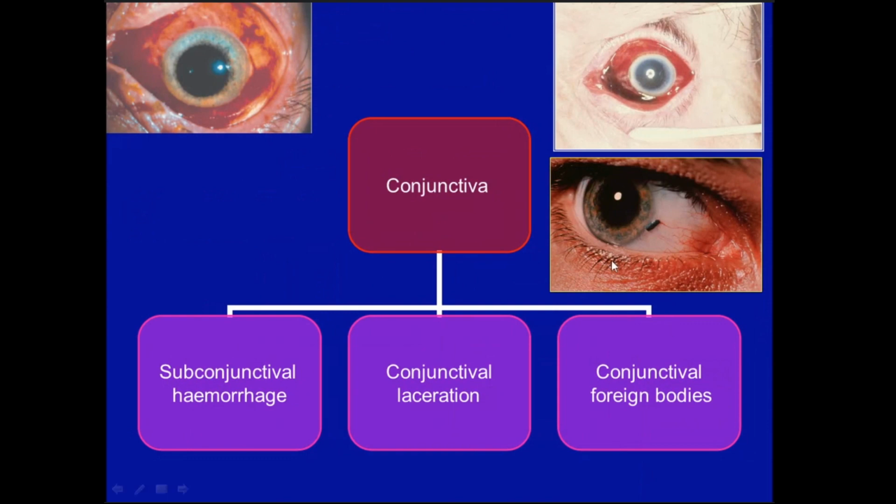Let's go further deeper. You see conjunctiva. On this picture, you can see conjunctiva hemorrhage. Here you see conjunctival laceration and you see conjunctival foreign bodies. It's also closed globe injuries.